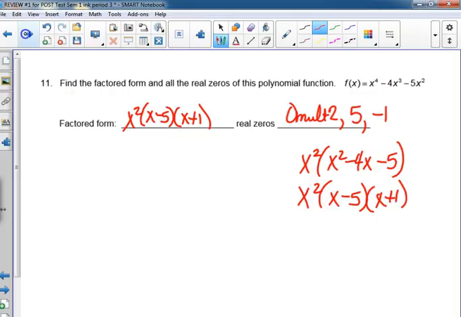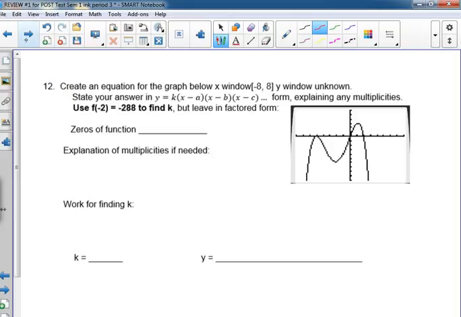Everybody okay? You got to tell me if you got questions, otherwise I'm just going to keep speeding through today. It says this is a negative 8 by 8 window. In other words, all these little tick marks are 1. We don't know what the Y scale is, so this could be counting by hundreds, 50s. We don't know what these tick marks are. There are zeros at negative 5, 0, and 2. Does that seem right?